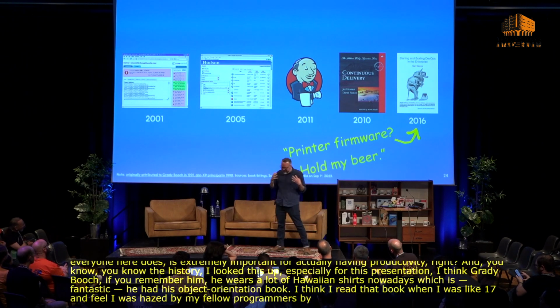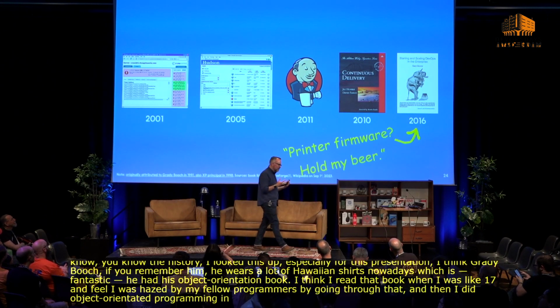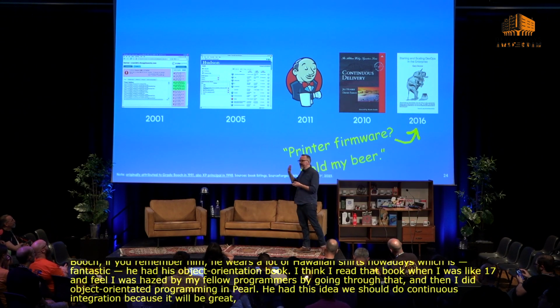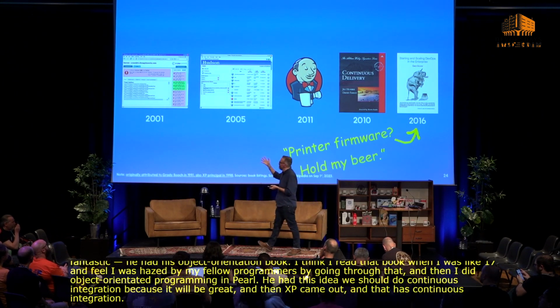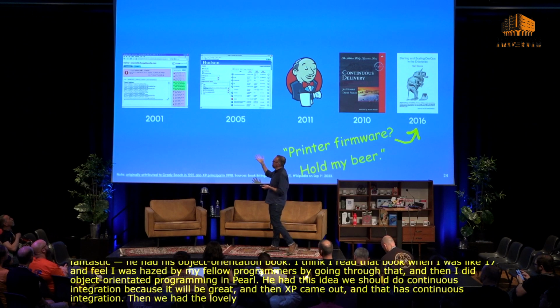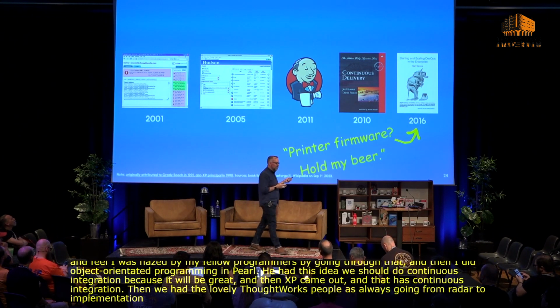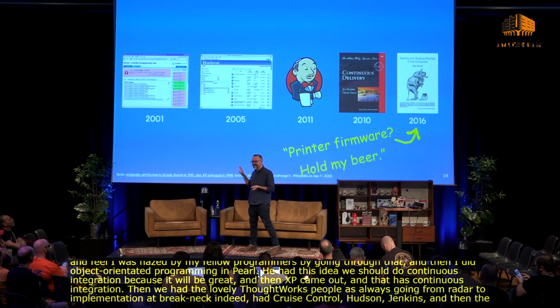But he wrote about this idea that we should do continuous integration because it would be great. Then, of course, XP comes out in 1989. I don't know if they had 15 or 20 or 10 principles, and that also has continuous integration. Then we had the lovely ThoughtWorks people, as always, going from radar to implementation at breakneck speed. They had CruiseControl. Then we had Hudson, then Jenkins. And then, of course, the bimodal IT nerd fight represented by a fantastic book.